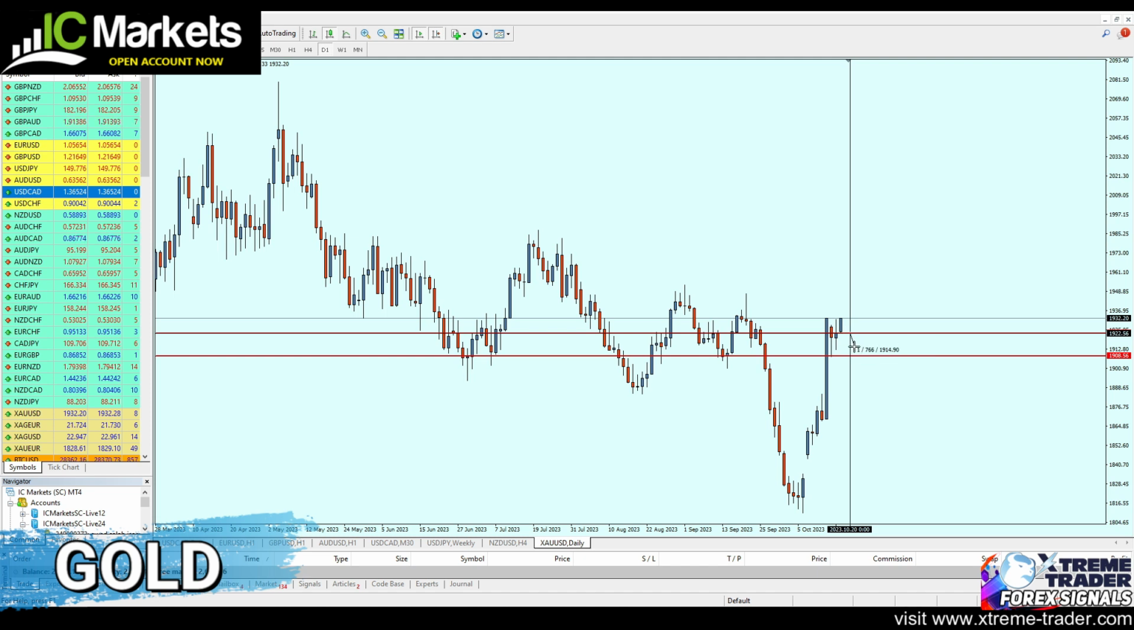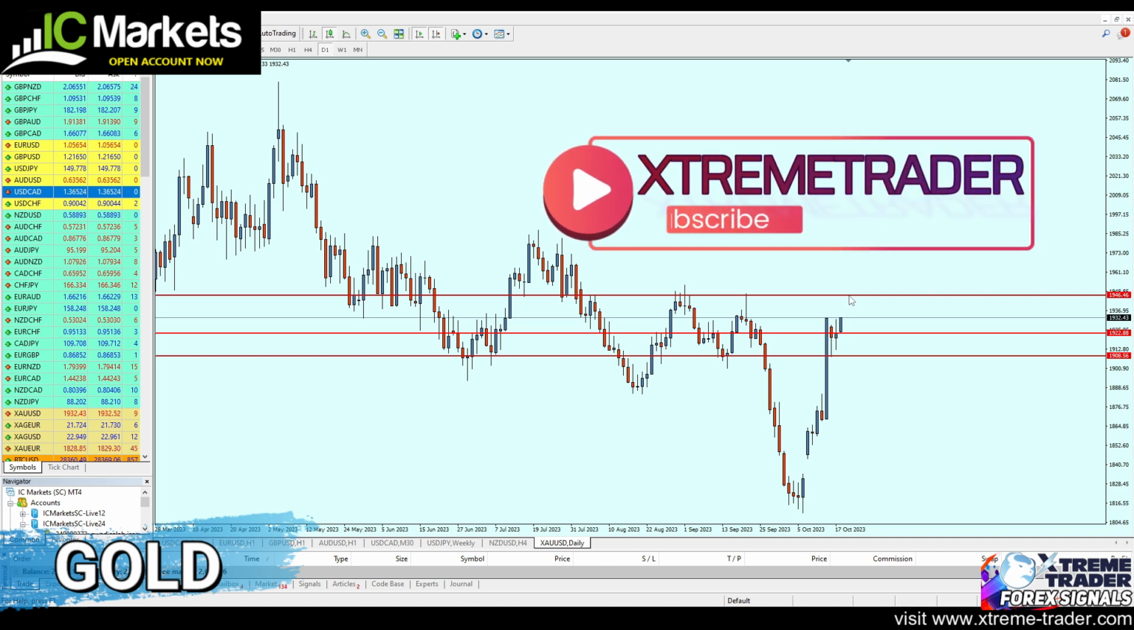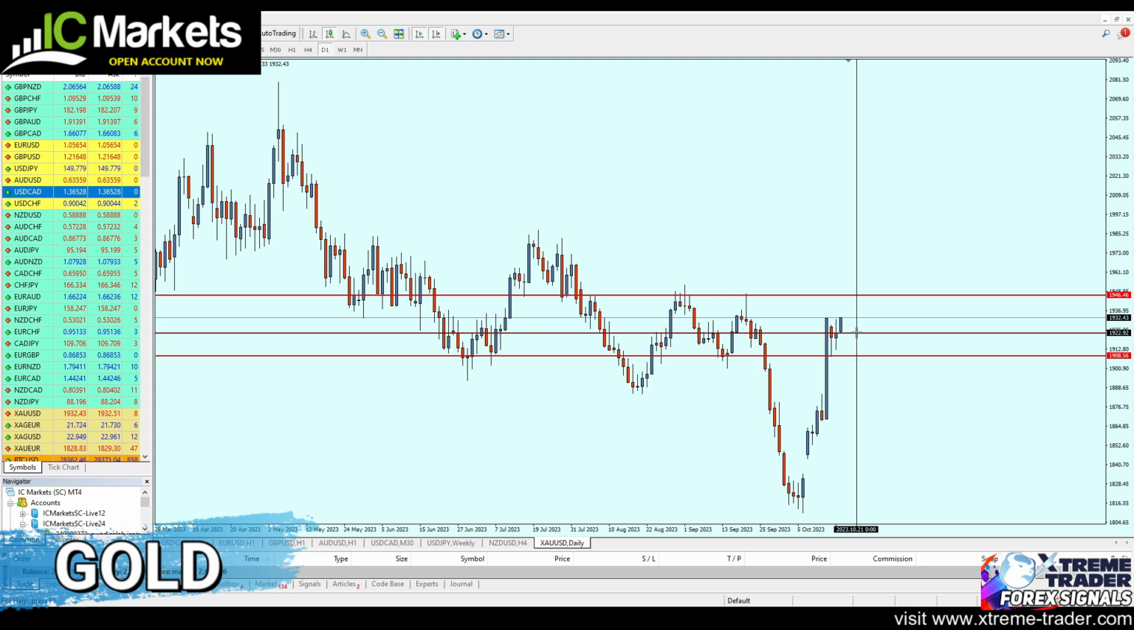So anyway, guys, the safe zone will be ranging for about 138 pips, and we will be targeting the highest level of a resistance at 1946.46, which means the take profit level will be ranging for about 244 pips against 138 pips of safe zone.